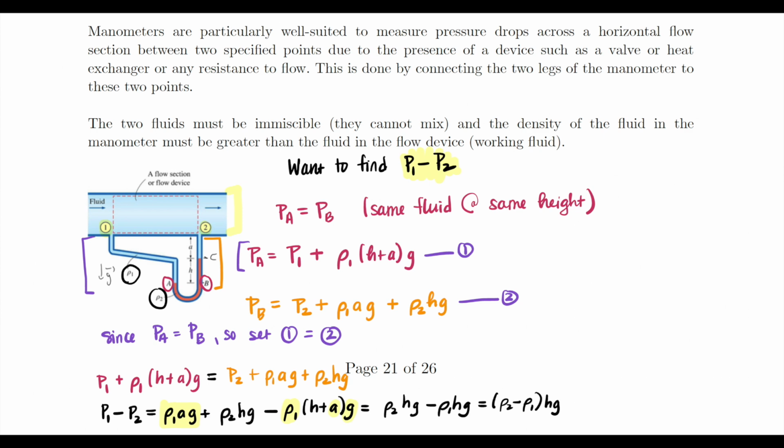So let's start with the left-hand side. So we're going to do PA. So PA is going to be equal to our reference pressure, which is going to be the pressure at 1, right? Plus we have the density of our fluid for fluid 1. What is the height here? So we just want our vertical height. Yeah, so we've got H plus A times G. All right, so that is this segment here.